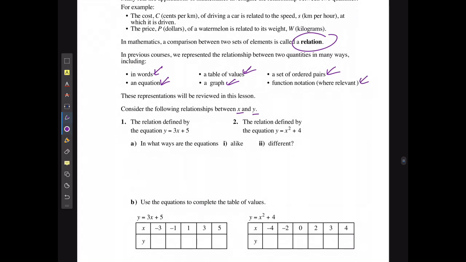The relationship defined by the equation y is equal to 3x plus 5, or the relation defined by the equation y is equal to x squared plus 4. In what ways are these two alike, and in what ways are they different? Well, first, if we're looking at how they're alike, we can say that both are written in the form y equals.